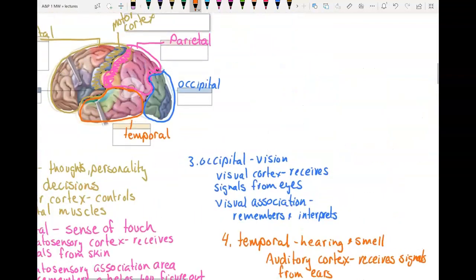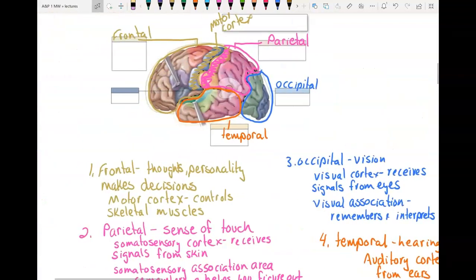Then our last lobe is the insula. It is right here. Notice these metal rods here and here that are pulling back the other lobes. The insula is found under your frontal lobe. So if you're just looking at the surface of a brain, you can't see the insula because it's tucked underneath the frontal lobe.